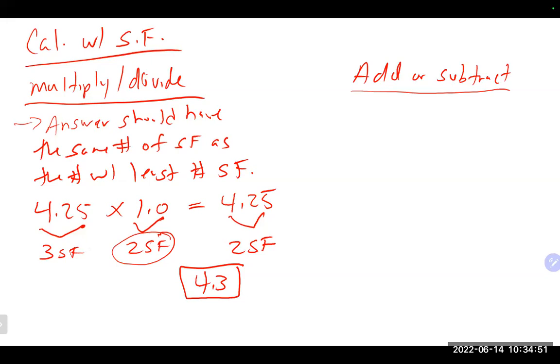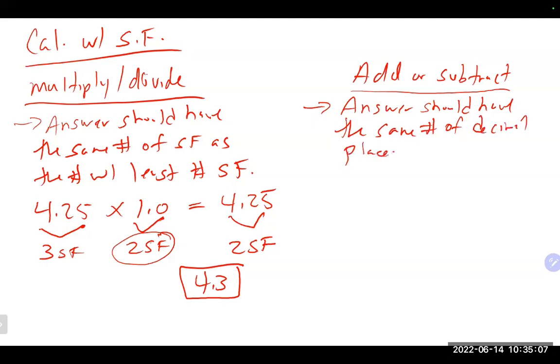When we add and subtract, it's a little bit different. The answer should have the same number of decimal places as the number with the least number of decimal places. So it's always the smallest number. Here we are looking at decimal places, not significant figures.